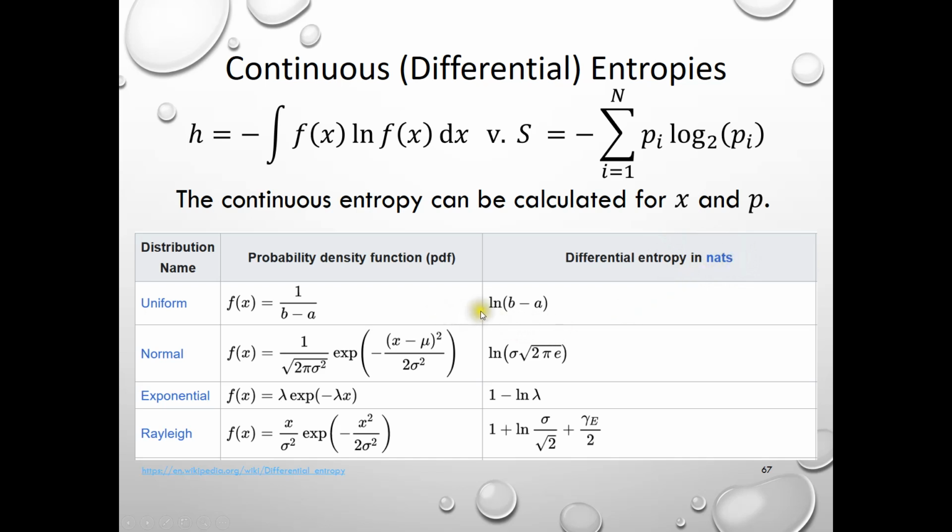We can also compute the differential entropy for other types of functions. Gaussian function here, exponential function, and some more complicated functions. We have corresponding differential entropy.